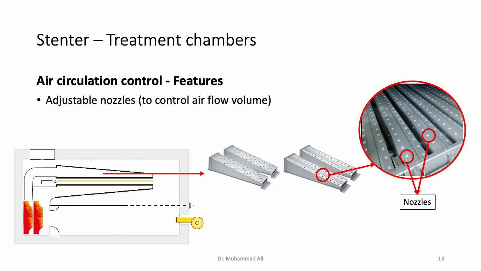If you want to increase the airflow rate on the fabric, then these nozzles are fully opened. If you want to reduce the airflow rate, then it is possible to partially close these nozzles, and so the airflow rate is reduced. As I mentioned before, we want a reduced airflow rate for lighter qualities, or whenever there is a chance of excessive fluttering in the fabric.